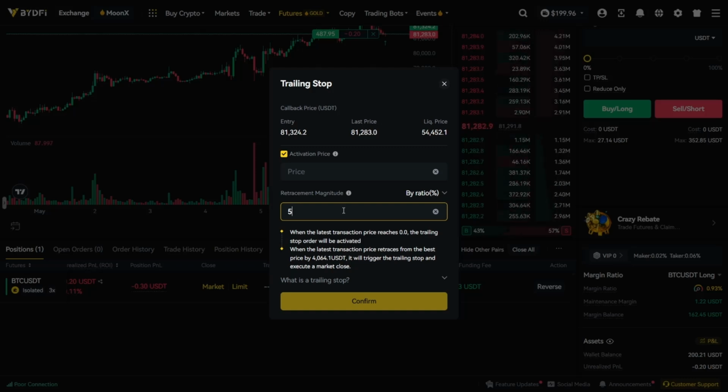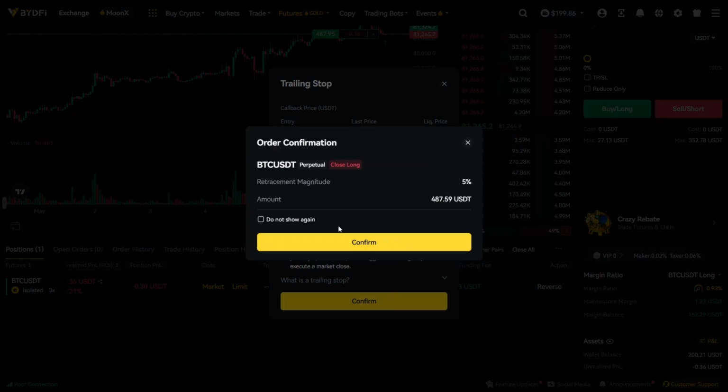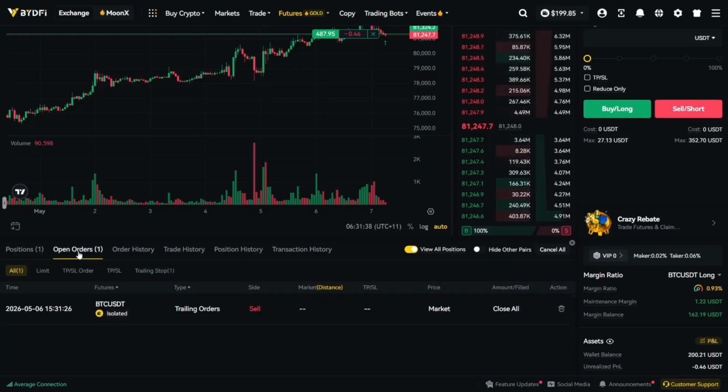stop loss. So to give you an example of this, right now Bitcoin's trading at 81,324. I could set my trailing stop activation price at 100,000. So once Bitcoin hits 100,000, our trailing stop will be activated. And from then on, if there is a 5% price retracement, our position will be closed. Trailing stops can be a little complicated, so I hope I explained that well. We can confirm this order, and we can see under open orders, our trailing stop order.